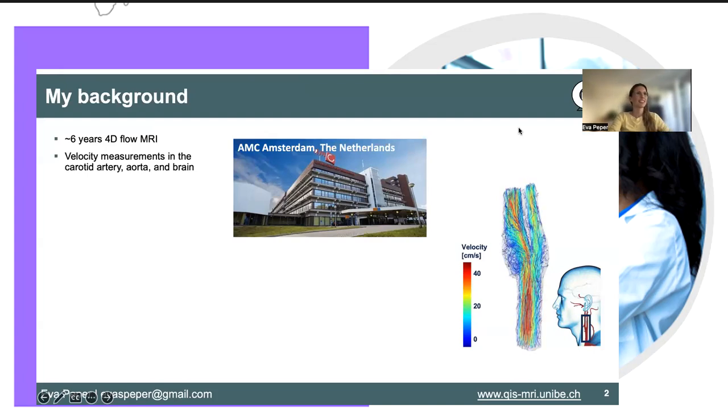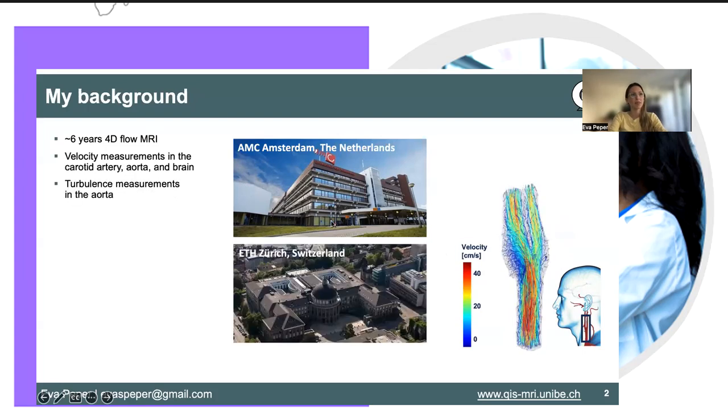As we already said, I've been working on 4D flow for a while. I did my PhD in Amsterdam in the Netherlands, and I mostly did velocity measurements in the carotid artery, in the aorta, and in the brain. The images you see here on the right are one of these 4D flow visualizations of the carotid artery, which I will talk about today, and how you can get there.